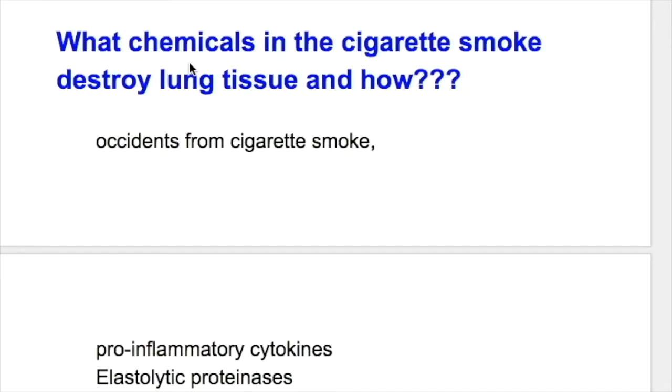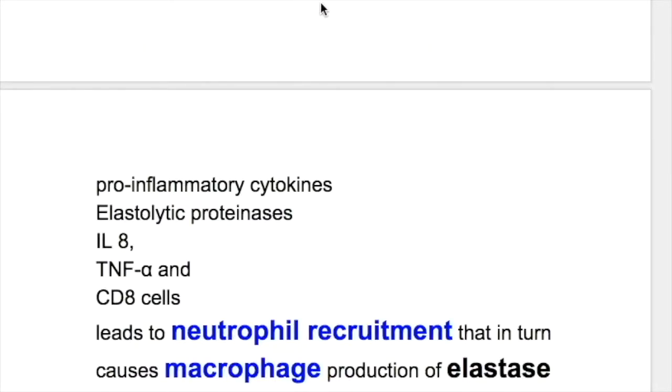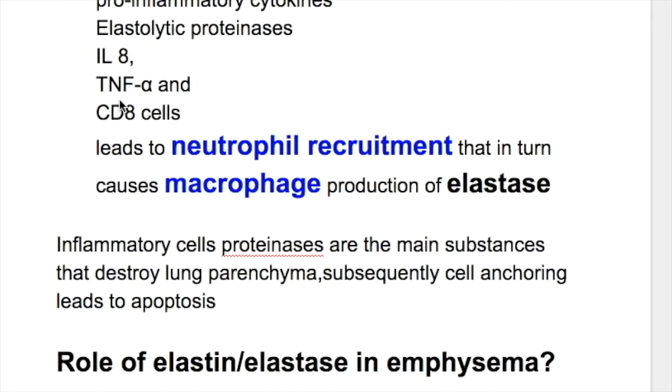What chemicals in the cigarette smoke destroy the lung tissue and how? Oxidants from cigarette smoke, pro-inflammatory cytokines, elastolytic proteinases, interleukin 8, TNF-alpha, and CD8 cells. So what do they do? They lead to neutrophil recruitment that in turn causes macrophage production of elastase. Inflammatory cell proteinases are the main substances that destroy lung parenchyma and subsequently cell anchoring, leading to apoptosis.